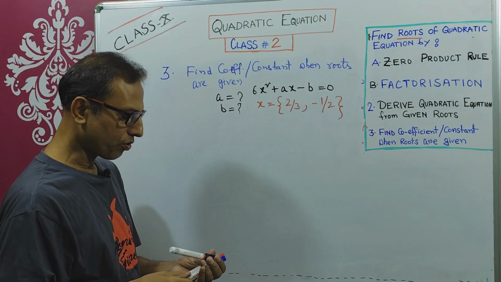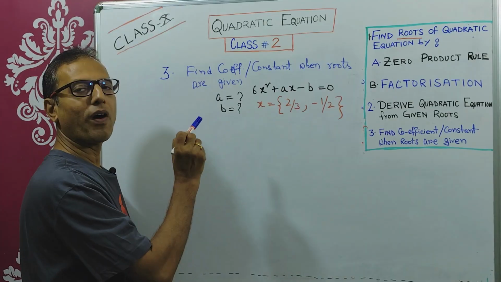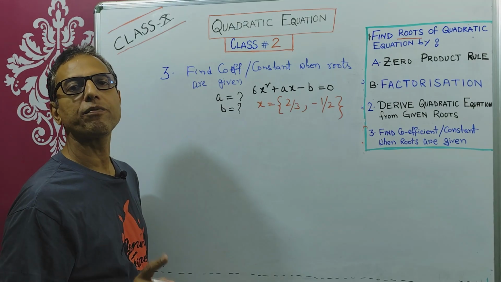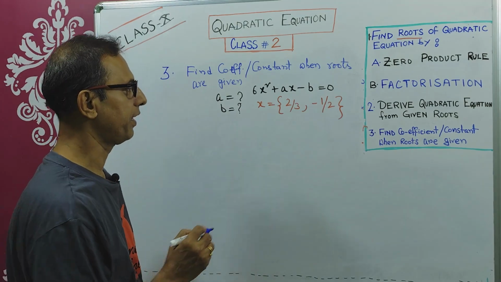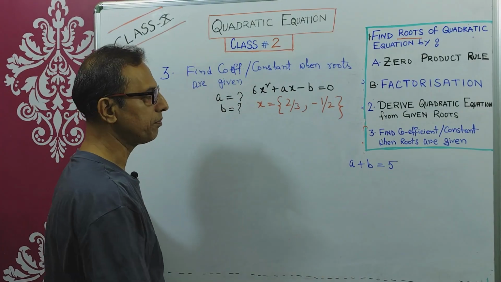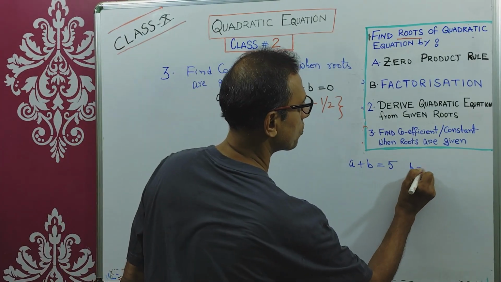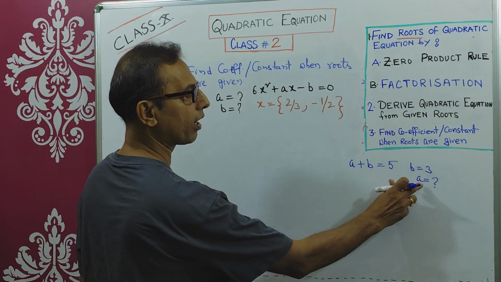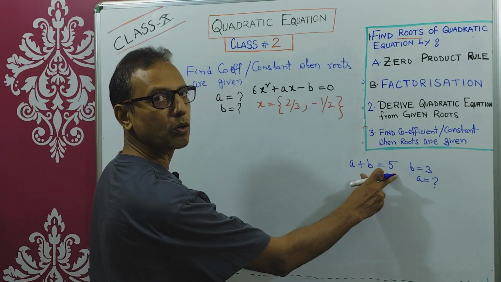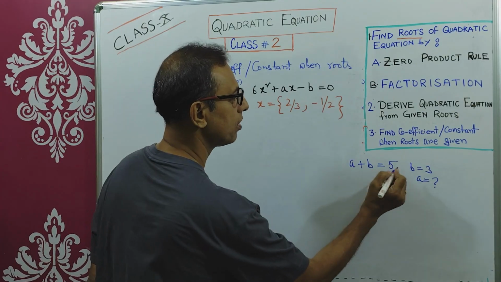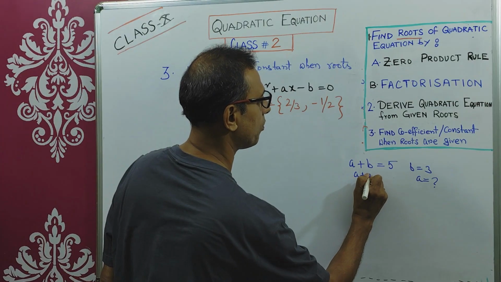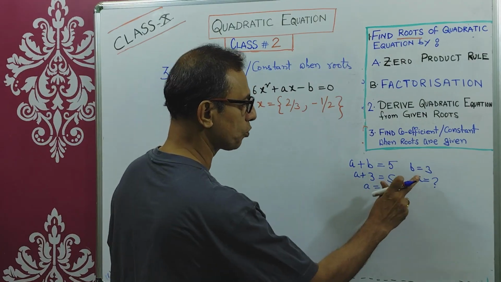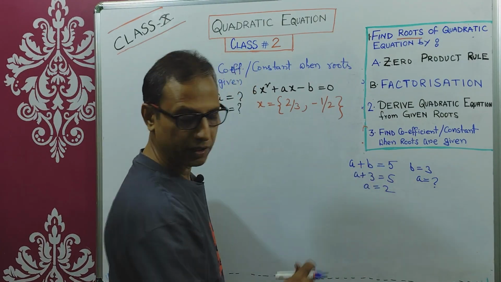How will you do that? First of all, you need to remember that to find two unknowns, you need to have two equations definitely. Let's say, for a simple example, a plus b equals 5 is given, and b equals 3. You need to find the value of a. That means one unknown you need to find, so one equation is sufficient. You replace the value of b: a plus 3 equals 5, so a equals 2. To find one unknown, you need one equation.